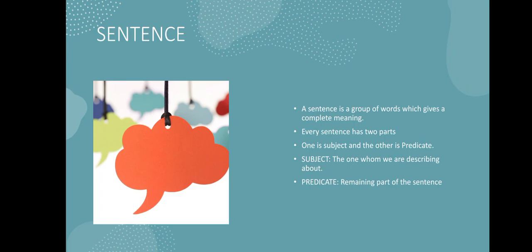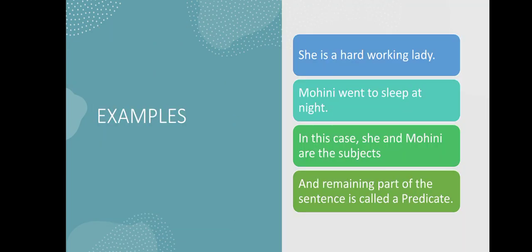In every sentence we have two parts. One is the subject. The subject means about which or whom we are talking, about what we are talking. Generally the subjects can be nouns or pronouns, and the other part of the sentence is the predicate. The remaining part of the sentence is the predicate. One should always remember that the correct format of the sentence to give a complete meaning is subject plus verb plus object. To discuss this we are going to see some examples.